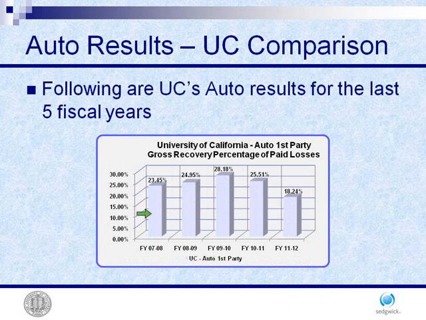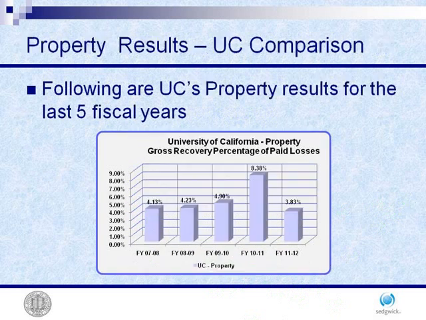What you can see here is for the auto first party for the last 5 years for the university. Property losses tend to be lower. They're in the 3 to 4% range. We did have a spike in fiscal 11 when we received a large property recovery.